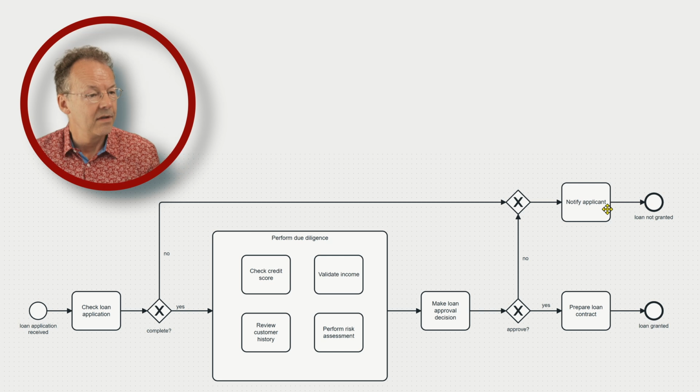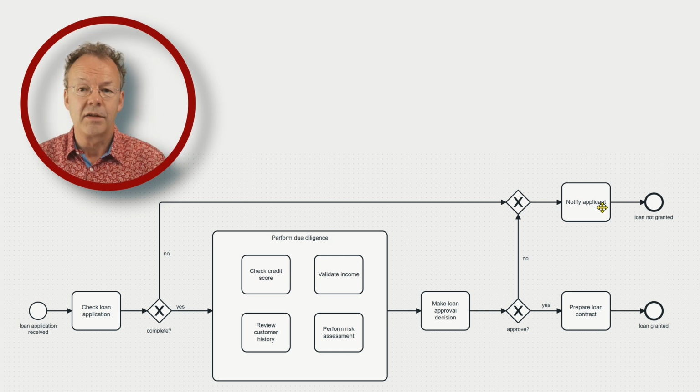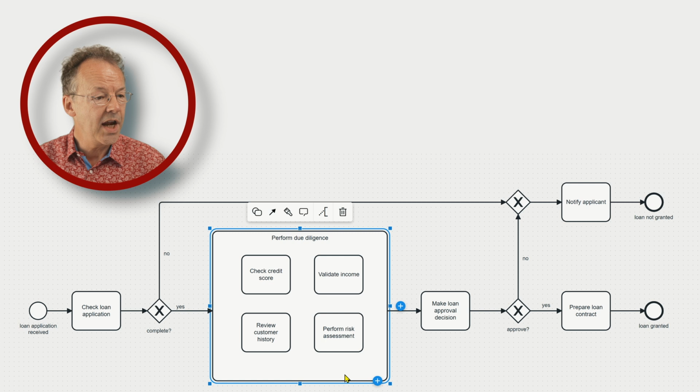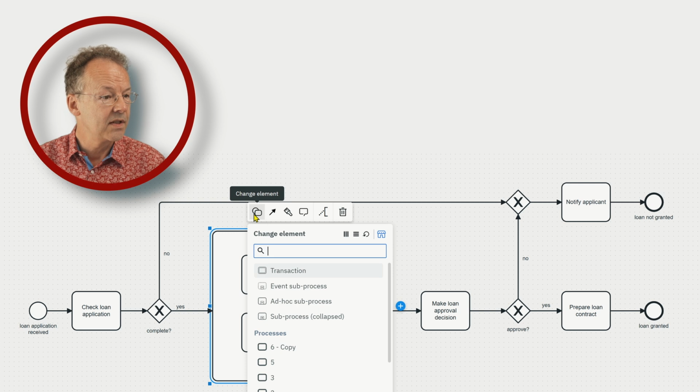So the mistake here is inside the perform due diligence. This is an ordinary sub-process, and what we wanted to model here is that when we perform the due diligence, we may have some of these tasks here, but not all of them, and also the order is not really determined. But this is impossible to do in an ordinary sub-process because we cannot have isolated tasks here. So what we need to do is to change this sub-process to an ad hoc sub-process.